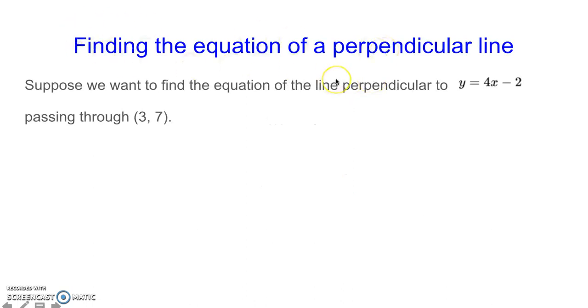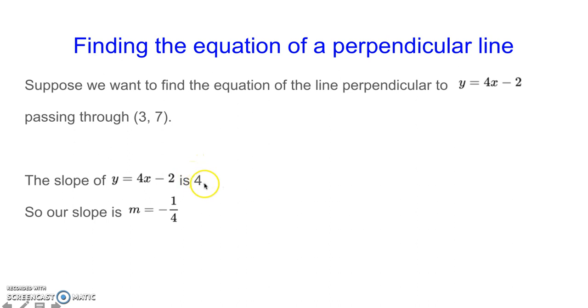Okay, so this is what our typical problem will look like. Somebody will say, find the equation of some line perpendicular to some given line that passes through some particular point. So the slope of this given line, y equals 4x minus 2, is 4. That's not the slope we want. We want the opposite reciprocal of that. So the opposite of 4 is negative 4. Flipping that over, we get negative 1/4. That's going to be the slope we use for the remainder of this problem.